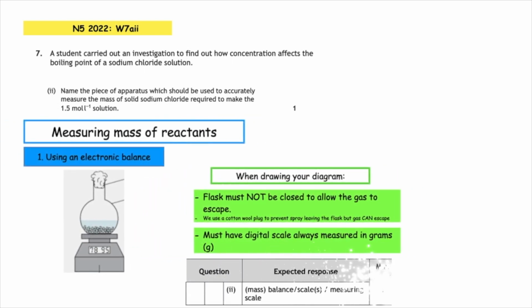Name the piece of apparatus which should be used to accurately measure the mass of sodium chloride required to make the 1.5 mole per litre solution. When we're measuring mass, we want to use an electronic balance.